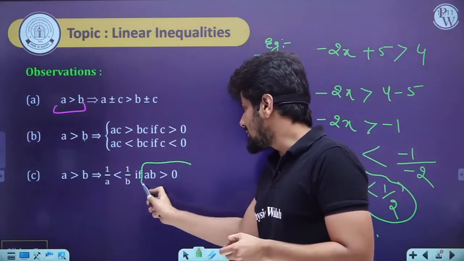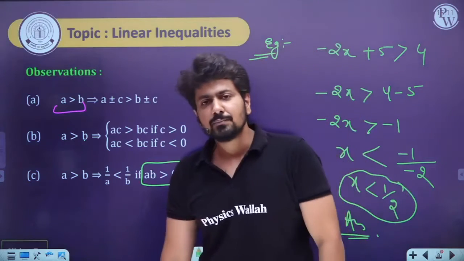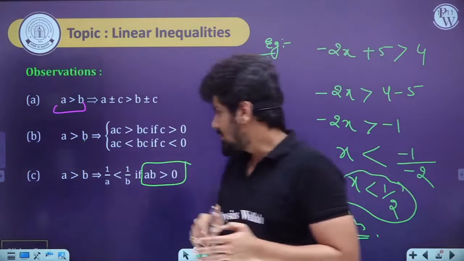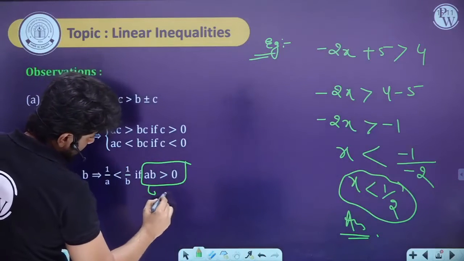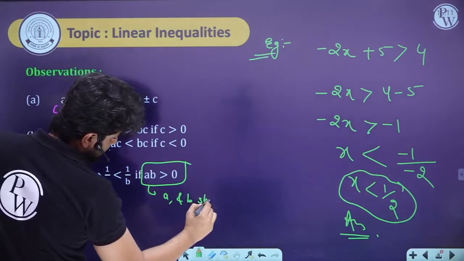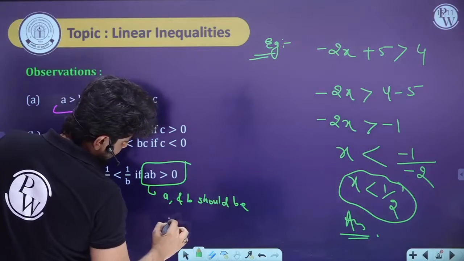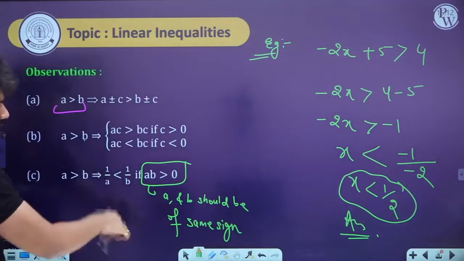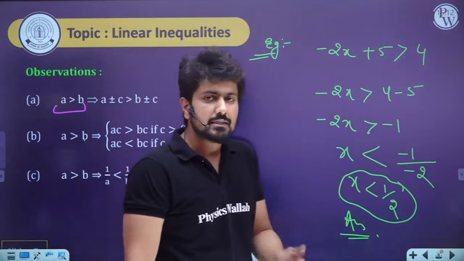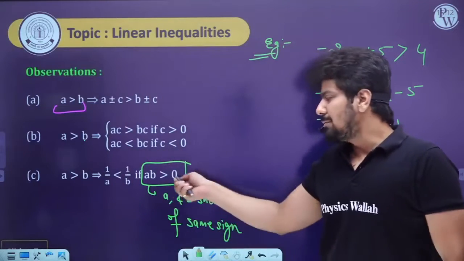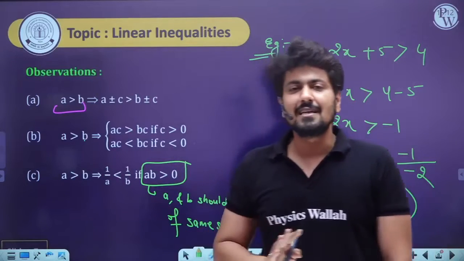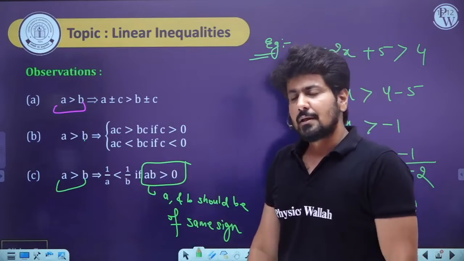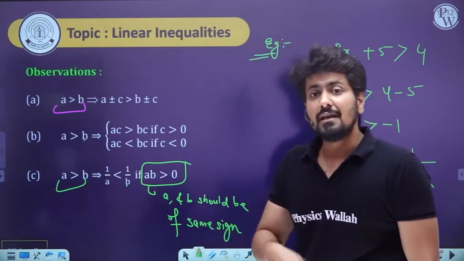See, ab greater than 0. What do we mean by ab greater than 0? It means that a and b both should be positive or both should be negative, that is, a and b should be of the same sign. If both of them are positive, it is greater than 0. If a and b both are negative, then also it is greater than 0. So the rule is that if a is greater than b and I do the reciprocal, then the inequality will change: 1 by a will be less than 1 by b.